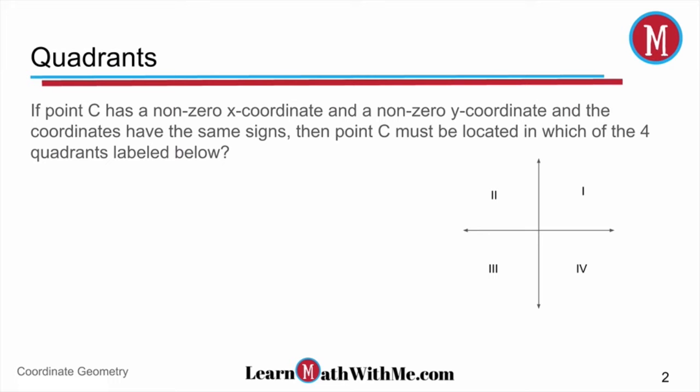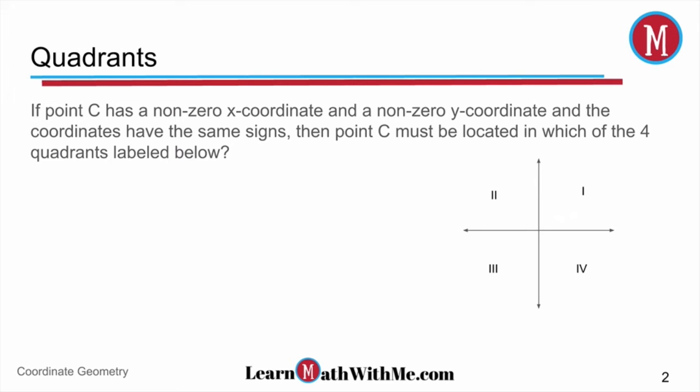So when we know that point C is non-zero in terms of the x and y coordinates, we know that it's not the point (0, 0) or on any of the axes themselves. So it's got to be a point within one of these four quadrants. Given the data that we have, we want to figure out what signs each point in each of these four quadrants would be, and so then we can determine which quadrant C fits in.